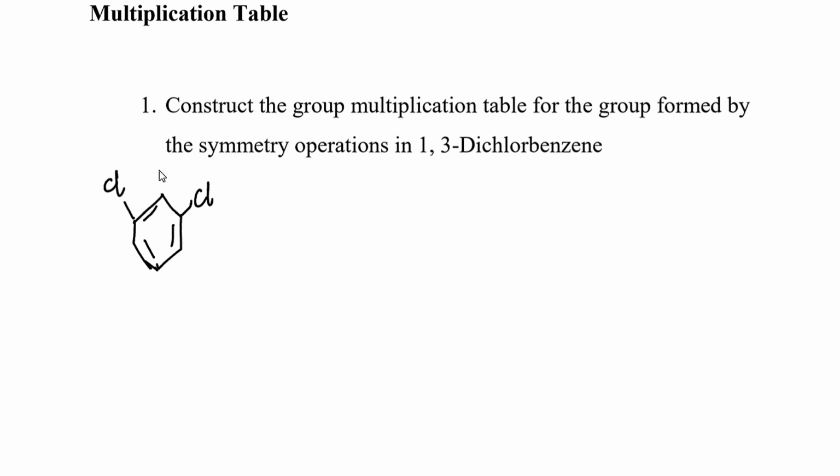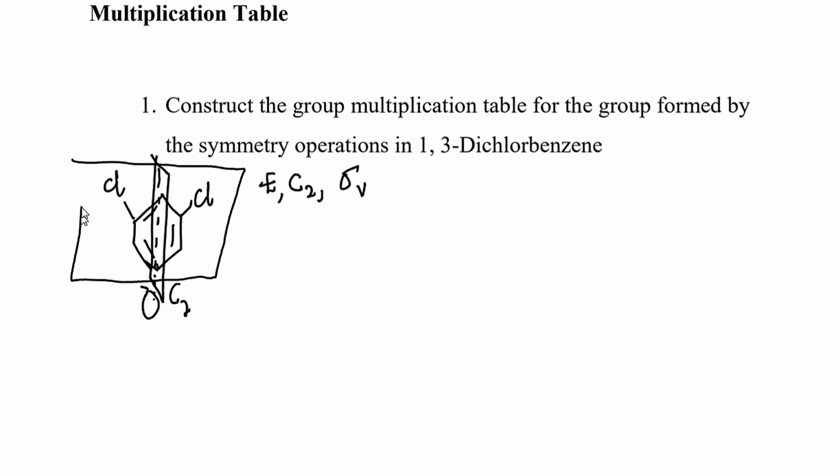So we need to know the symmetry elements here. The principal axis is this, so we have it to be C2, right? So we have identity and C2. What else? Do we have a mirror plane? Yes, we have a mirror plane at this point, so this is sigma V. There's no sigma H. We also have a mirror plane this way that cuts through everything, so this is sigma V prime. So these are the symmetry elements.